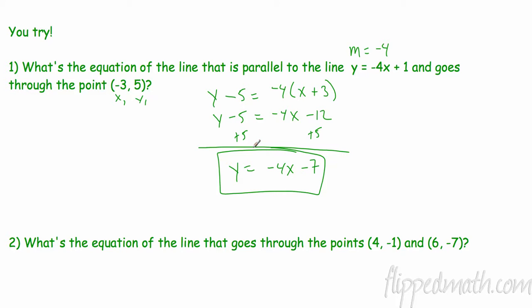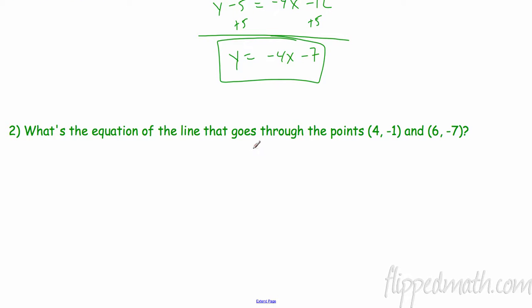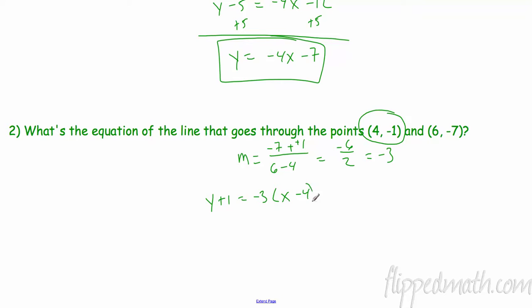All right, down here, what's the equation of the line that goes through the points 4, negative 1 and 6, negative 7? Looks like we need to get a slope first here. So negative 7 minus negative 1 over 6 minus 4. So this is really negative 6 over 2, which is negative 3. It doesn't matter which point. I look at the points that are smaller. So y plus 1 equals negative 3 times x minus 4.